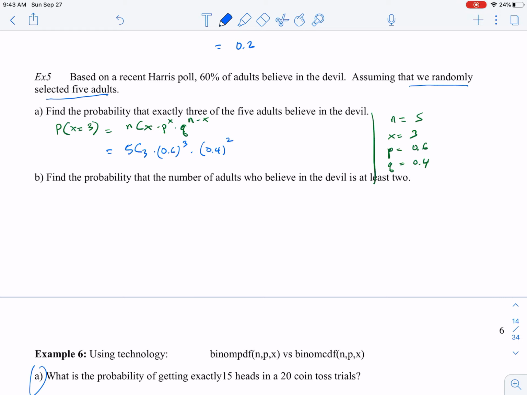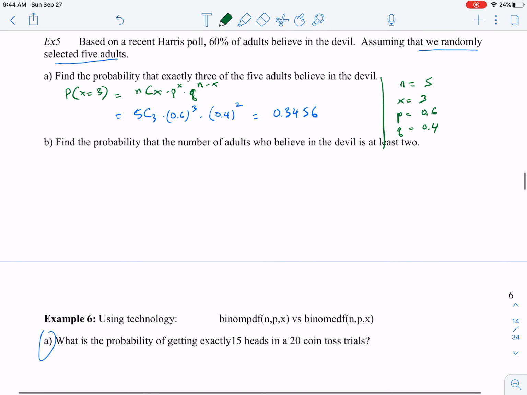Okay. And if we plug it into our calculator, that should give us about 34.56%. That's pretty high. So if we go out on the street and pick any random 5 adults, the chance that exactly 3 out of 5 believe in the devil is about 34%. That's pretty high.